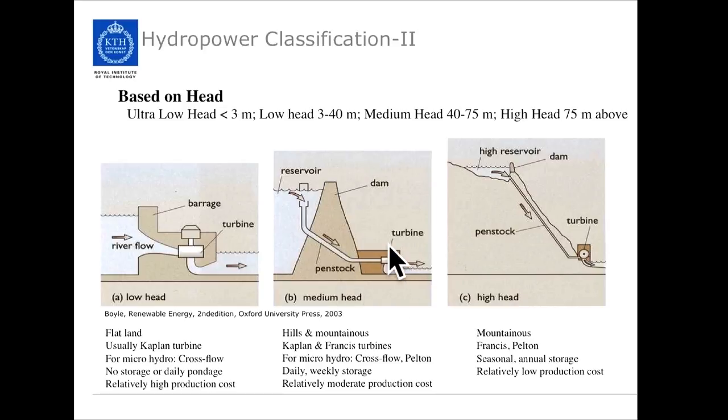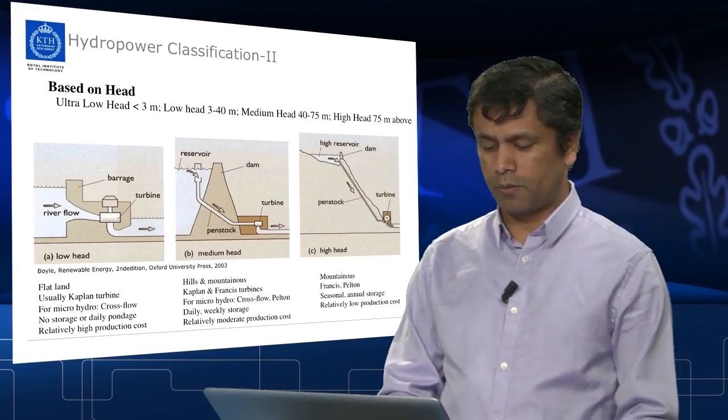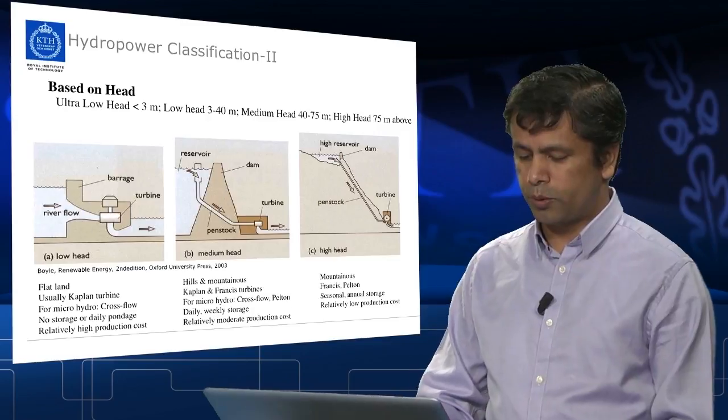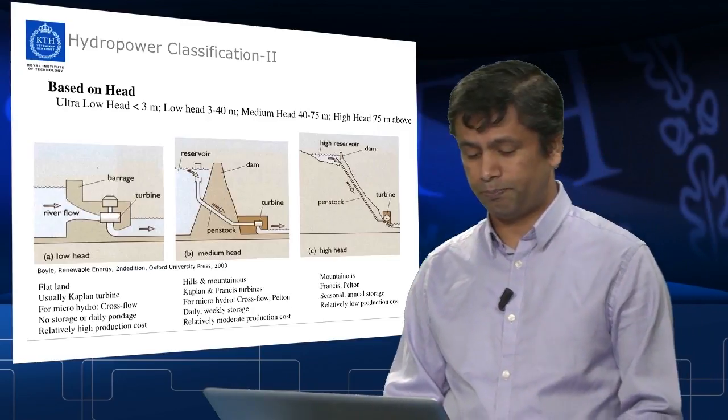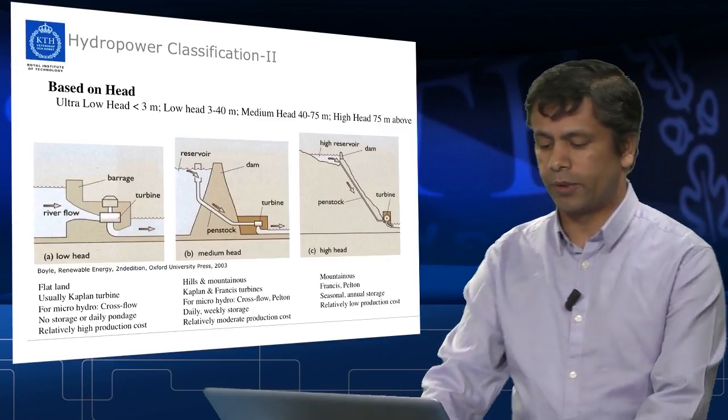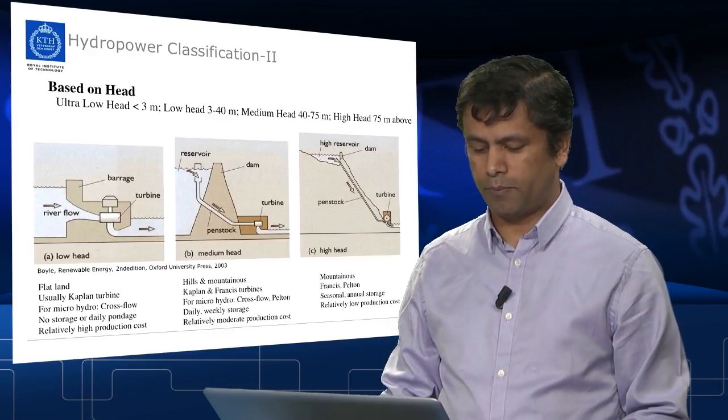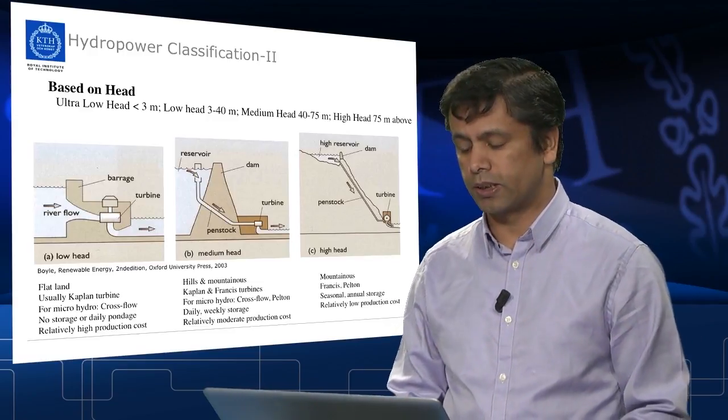Medium head projects are mostly suited in hilly and mountainous regions, and Kaplan and Francis turbines are mostly suitable for this kind of head. And if you want to install small hydro projects or micro hydro projects, maybe the cross flow or Pelton turbines are more useful, and they might have daily or weekly storage, and these projects are relatively moderate in production cost.